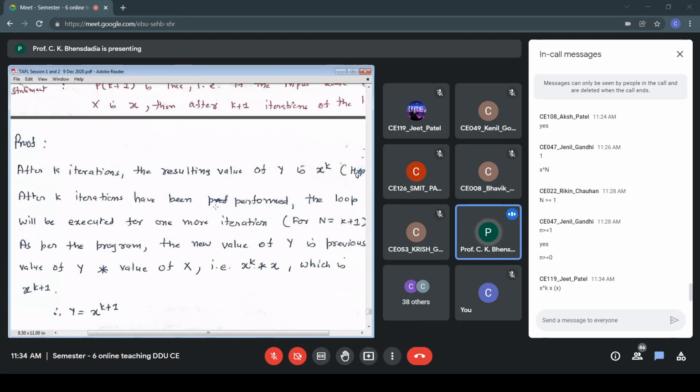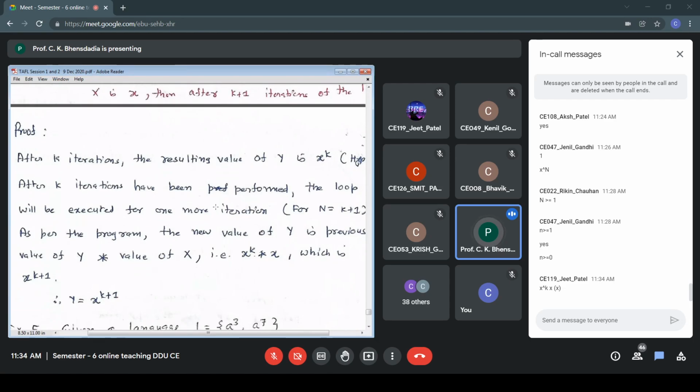That completes the proof. Is that fine to everyone? So this is more formal than what Jit said earlier. Logic remains the same, but our argument is more formal because we don't need to argue that after k iterations it is x to the power k. Only for the k plus first iteration we have to make a statement. So that is the previous value as per the program, previous value multiplied by x. That gives me x to the power k plus 1, and that is my formal proof. That completes my formal proof. Is it fine?